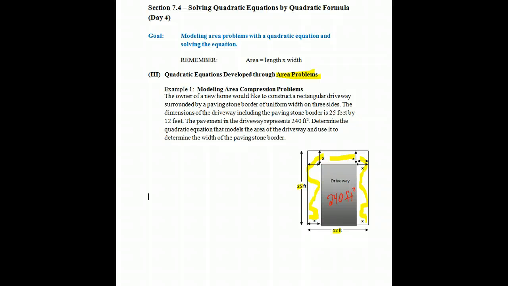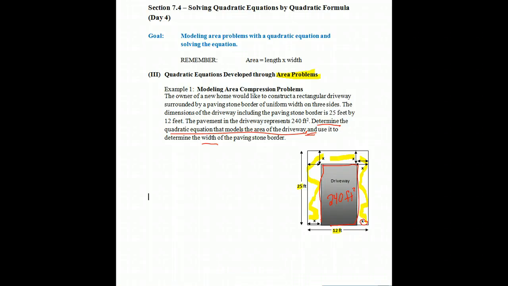So we're asked two questions here. First, determine the quadratic equation that models the area of the driveway. And then use it to determine the width of the paving stone. So first we need to find an equation that represents the area of the driveway. And then we have to find out what this value of x is. How wide is the paving stone going around the driveway?